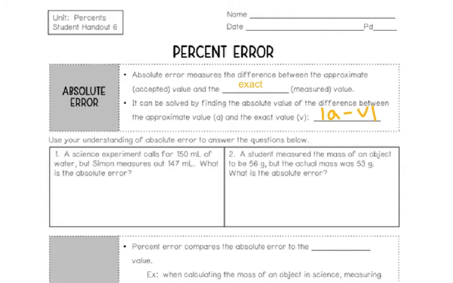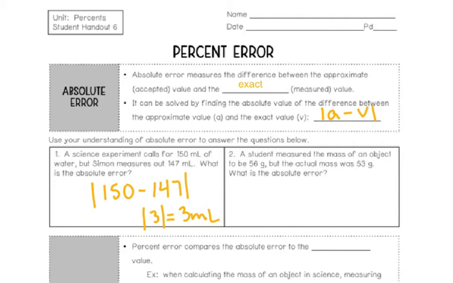Number 1 says a science experiment calls for 150 milliliters of water, but Simon measures out 147 milliliters. What is the absolute error? To find the absolute error, I'm going to take the approximate value, which is 150. That's what the experiment called for. And I'm going to find the difference, or subtract what Simon actually measured, which is 147 milliliters. When I get the difference, I get that it is the absolute value of 3, and the absolute value of 3 is 3. So for this, the absolute error is 3 milliliters.